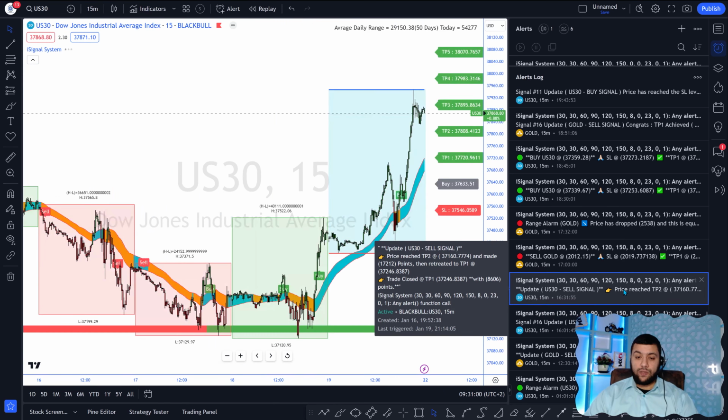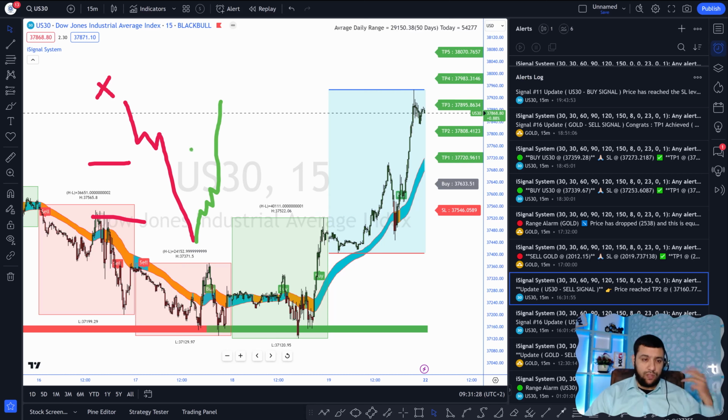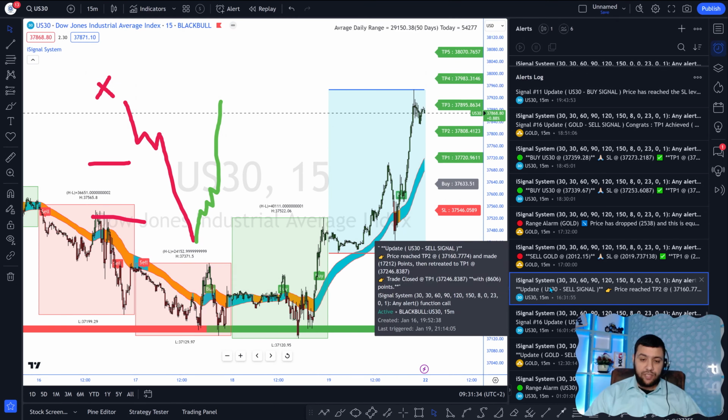Okay, let's say you sell the Dow Jones. You sold the Dow Jones like this one. It says price reach take profit 2 at 37,160. You have a sell trade, okay? You have TB1 and TB2. The price wants to hit TB2, then what happened? It bounced back up. The system is not just going to keep you thinking that it's going to continue coming down. No, what's going to happen? It says price update for your sell signal. Price reach take profit 2 at that price.